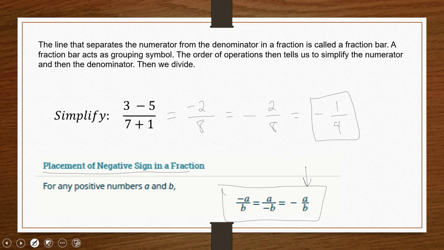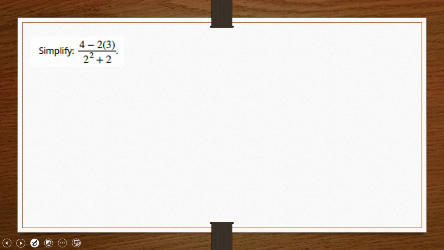So let's look at another with a few more operations involved. Let's say I want to simplify the following. Again, I want to separate, at least computationally, the expression in the numerator and denominator. So if I just look at the numerator for a moment, I have 4 minus 2 times 3. And for my denominator, I'm focused on just finding what 2 squared plus 2 is, before we actually do the division.